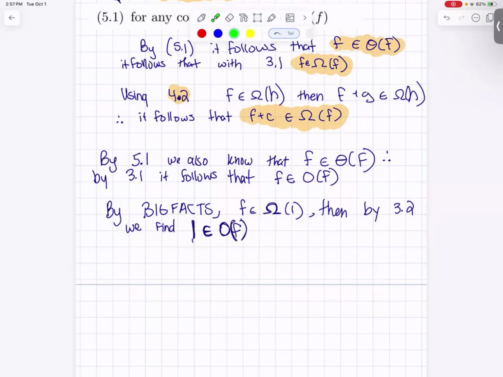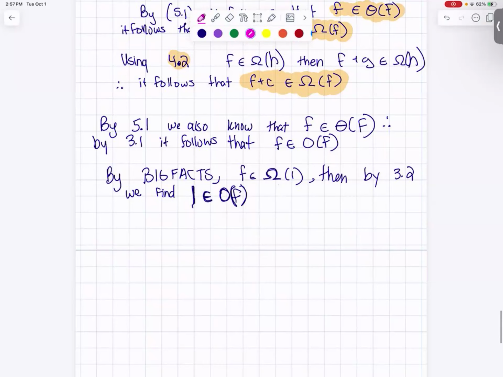We do actually reference a property for that, but I guess all of these are true facts, but sometimes drawing it out really does help us see what's going on. So we're able to then say that 1 is in big O of F.